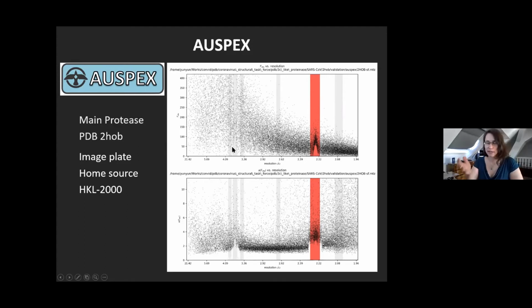How do these spikes come into being? Well, they all occur at the same resolution. Of course, these are ice rings. So there is ice diffraction from many ice crystals that formed on the crystal during measurement or before measurement.